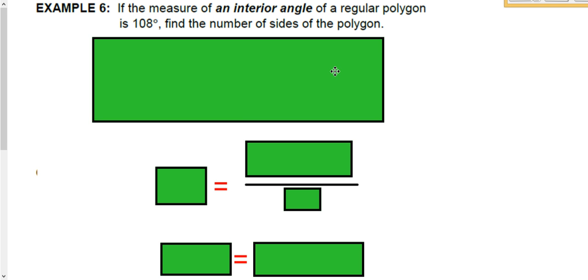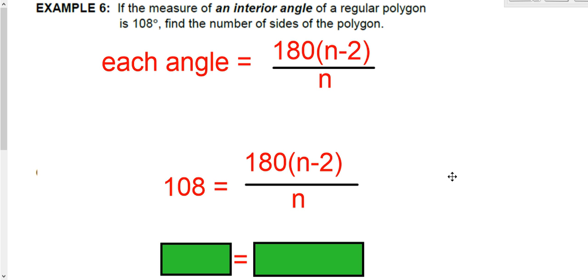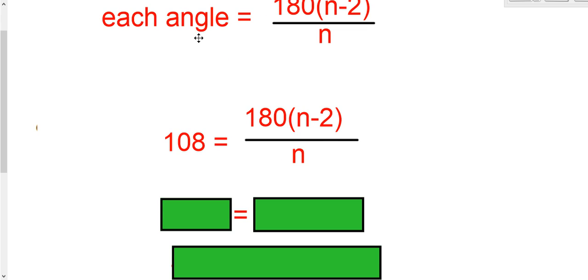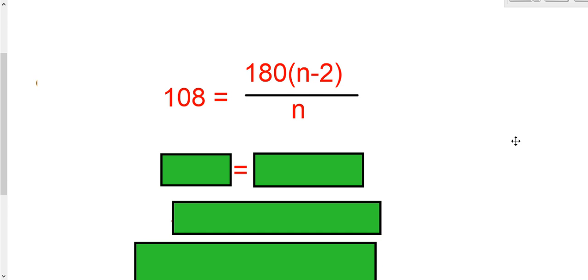So we start with our formula for finding one angle. Each angle equals 180 times n minus 2, divided by n, how many sides there are. So we know what each angle is. It tells us that the measure of an interior angle of a regular polygon is 108. So that's the angle right there. What do we want to know? The number of sides. That's the n in this formula. So there it is set up. The 108 goes where the angle is when we're trying to find the number of sides, when we know one of them.